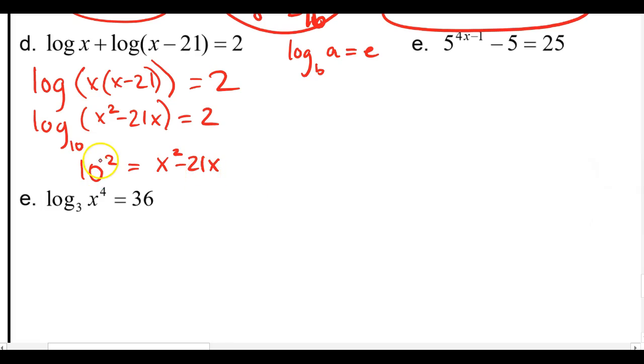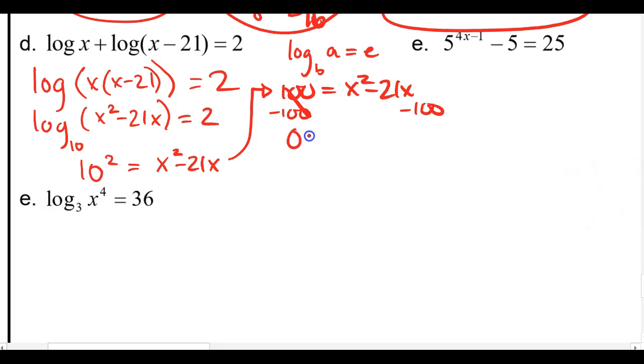Okay, so I know that this 10 squared is 100. And I want everything on the right side, because I want x squared to be positive. So let's subtract 100, and we'll do it from this side as well. And now we have 0 equals x squared minus 21x minus 100. Now what we need to do is factor this to figure out what are my solutions.